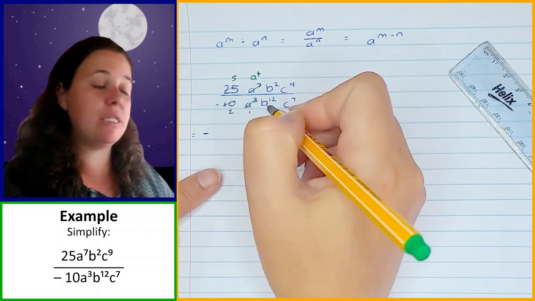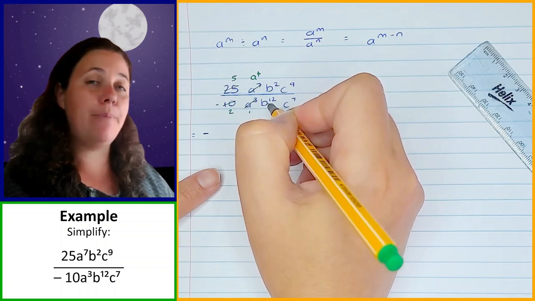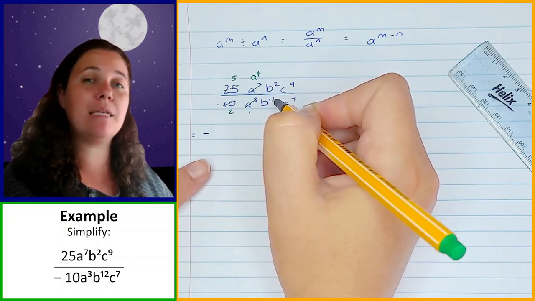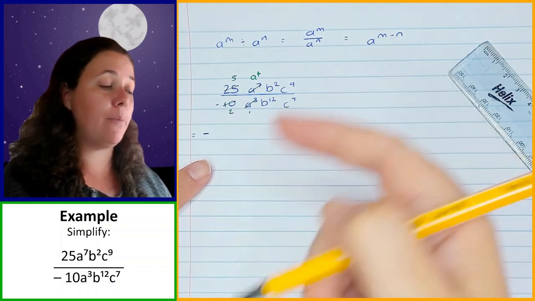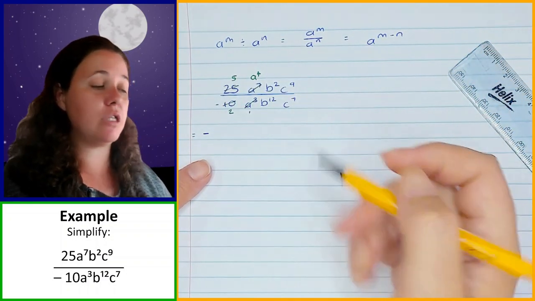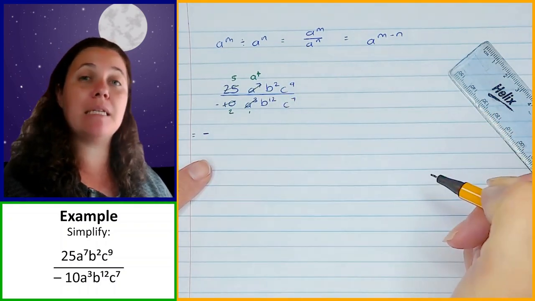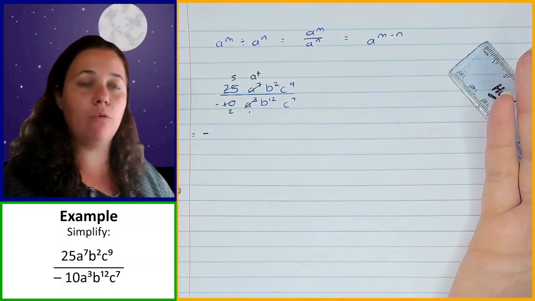Now the b's are interesting because here I've got a smaller exponent on the top and a bigger exponent on the bottom. So that means that I've got more b's on the bottom of the fraction than I have on the top of the fraction. So when I cancel out the b's on the top with b's on the bottom, I'm going to end up with b's left over on the bottom because that's where there are more of them.